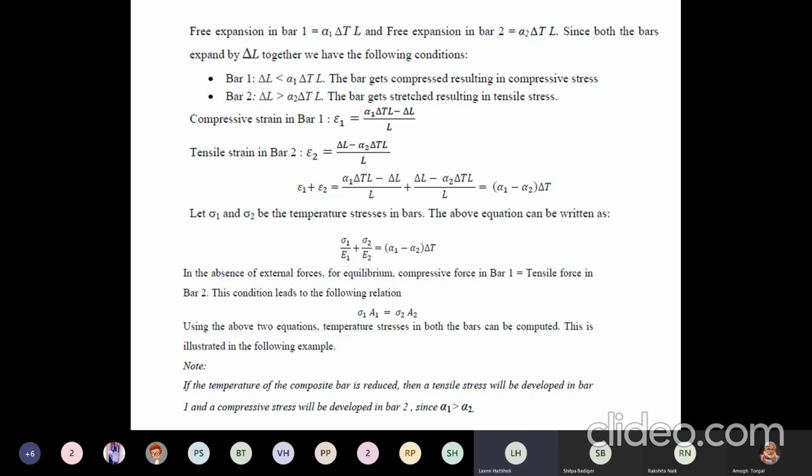So that means now we have two equations. From these two equations, I can solve the numerical example on the composite bar subjected to temperature stress. Which are the two equations? Concentrate on the two equations now. Sigma 1 by E1 plus sigma 2 by E2 is equal to alpha 1 minus alpha 2 delta T. This is equation 1. Similarly, you have another equation, sigma 1 A1 is equal to sigma 2 A2. Is this understood to everyone? Just remember these two formulas. I'll be using it in the numerical examples.